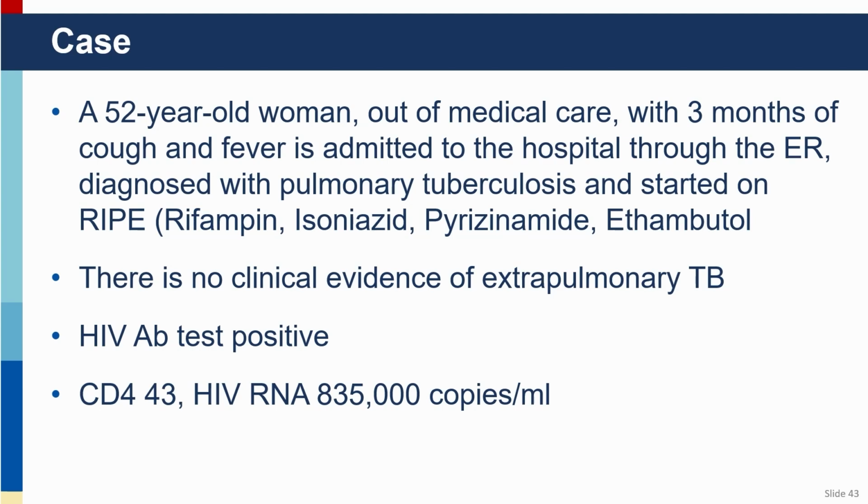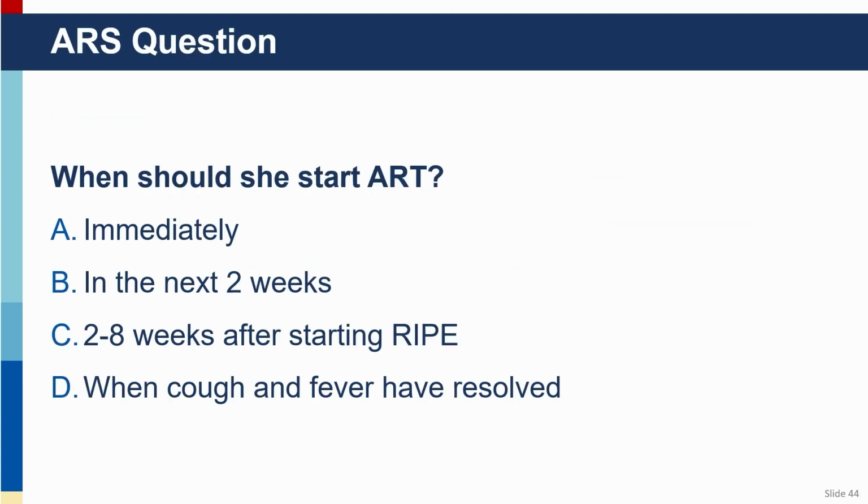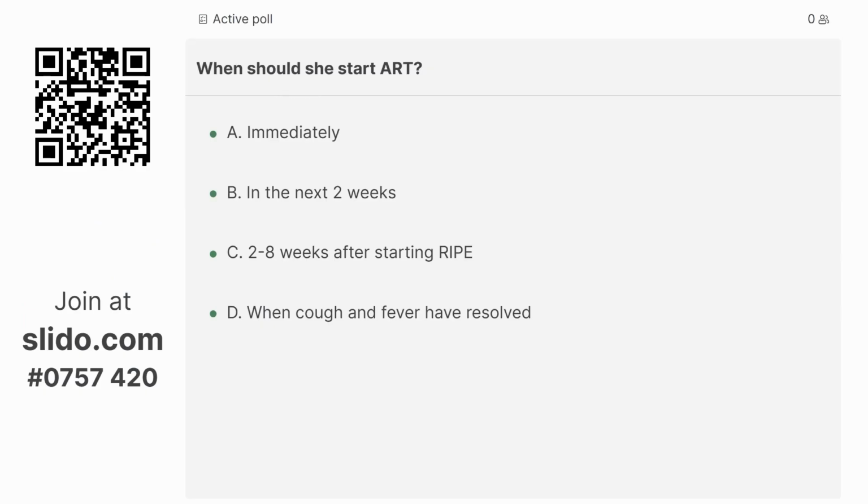So she's not on antiretrovirals at that point. There's no clinical evidence of extrapulmonary TB, but of course you don't know whether there's subclinical disease in her meninges or pericardium or other place. She's HIV positive and has a low CD4 count and a high viral load. So the question is, when would you start antiretrovirals in this patient? I think it's the people in the back room who are not voting.